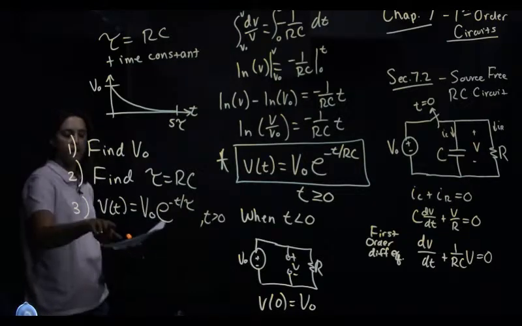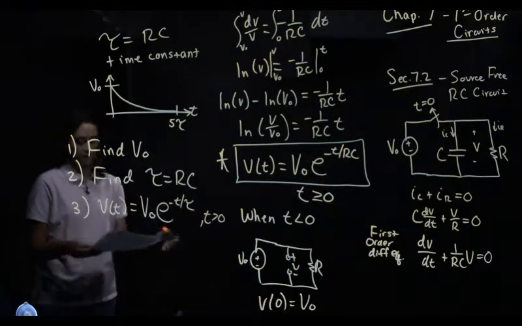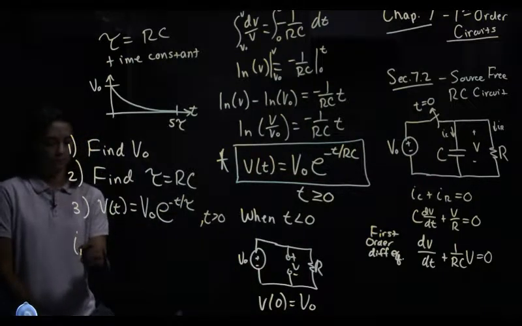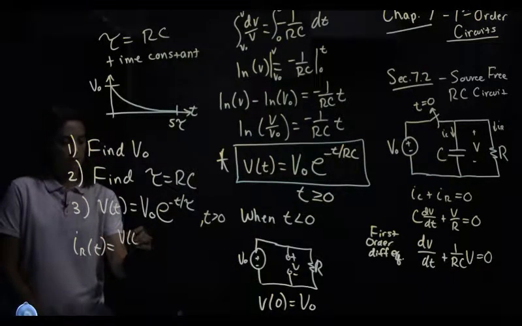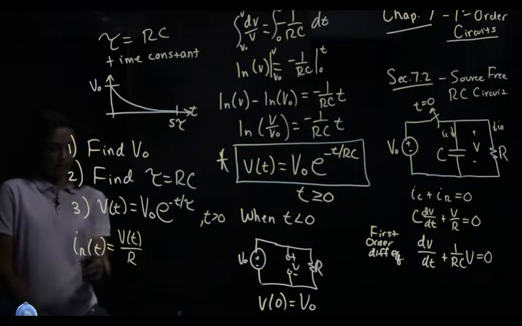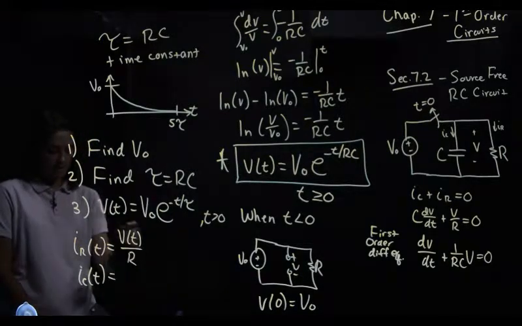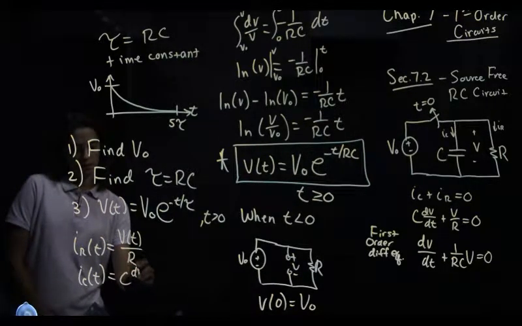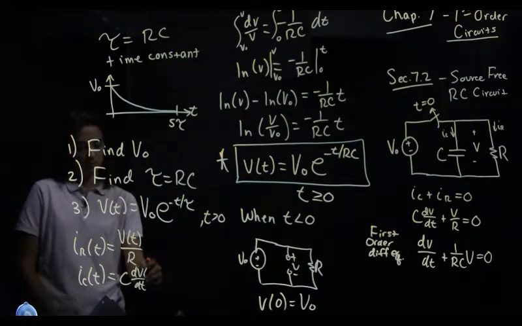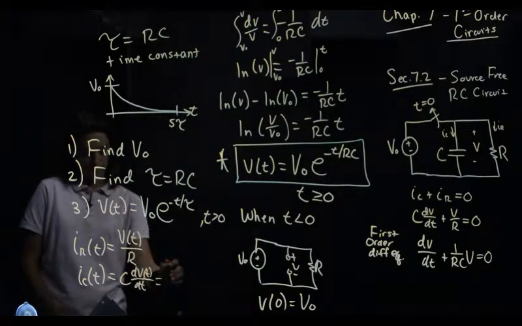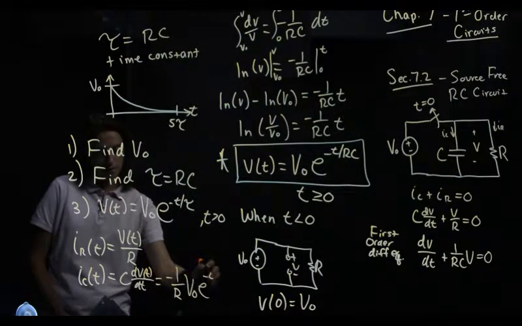And of course, once we have our V of t, then it's easy to find IR or IC of t. We're just using Ohm's law. So IR is going to be V of t over R. And for IC, well, we know that equation, right? I equals C dV/dt. Take the derivative of our V of t, and you get minus 1 over R, V naught, e to the minus t over tau.